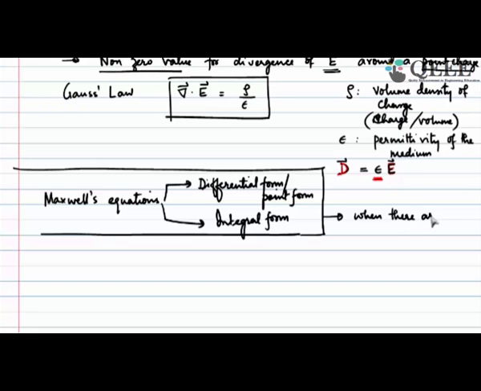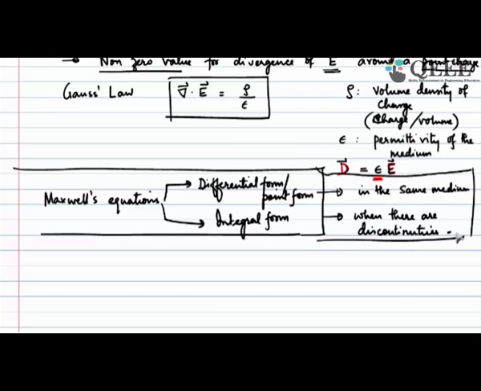there are discontinuities in the medium, when there are boundaries, when there is a change in medium, that is when you use integral form. Differential form is typically used when you want to solve problems in the same medium. So that is the key result from that.